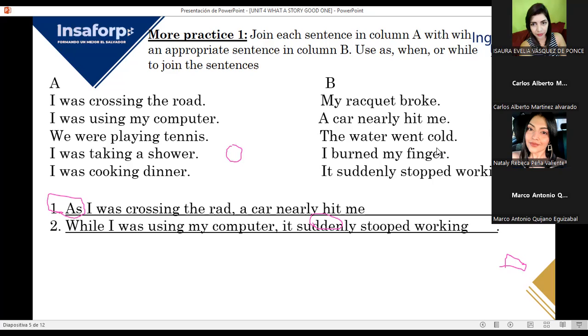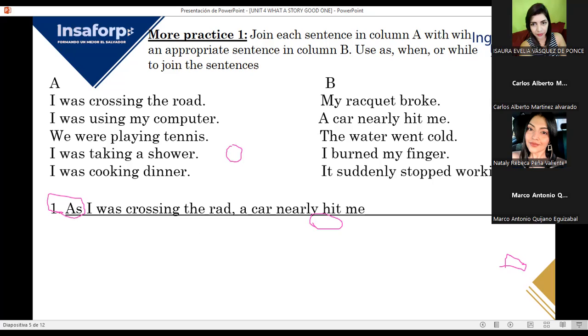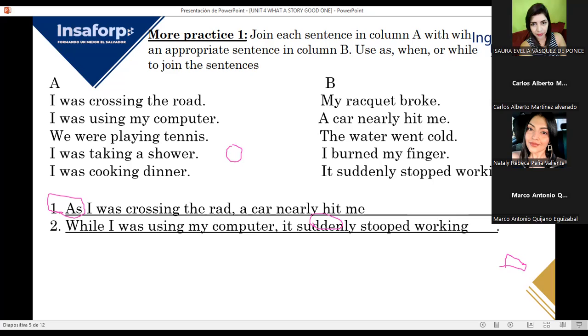So, for example, you say, I was crossing the road, a car nearly hit me. So, as I was crossing the road, a car nearly hit me. I was using my computer when it suddenly stopped working. Okay, and then what would be the sentence? Remember, I was using my computer when suddenly it stopped working. Okay, but just don't forget to use as or while at the beginning of the sentence. While I was using my computer, it suddenly stopped working, or as I was. Okay, but your sentence is really good. Thank you very much. Very nice. Excellent. An applause for you and for all of you guys.